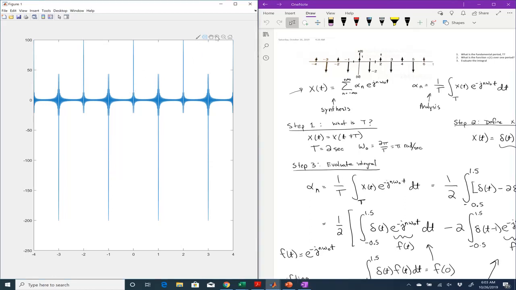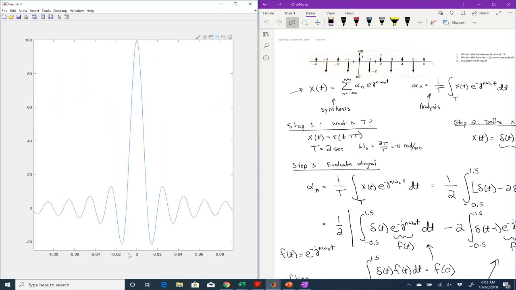If I zoom in, I see that it is pretty small. The easiest way for me to measure that might be to put my data tip on here. I see that that's about negative 0.0148 on the x-axis, and that's about the same place, 0.015 on the x-axis. So that pulse there is pretty skinny and also pretty high.